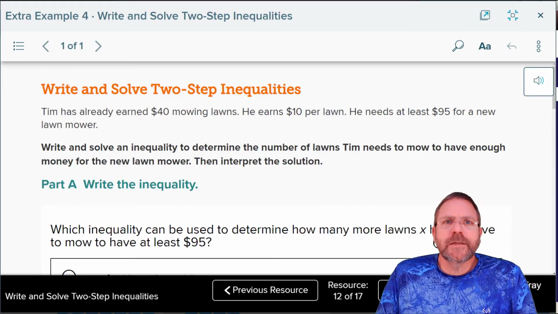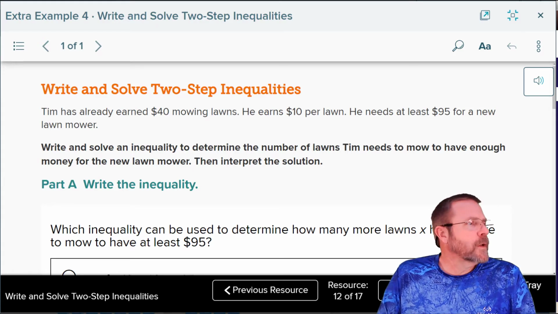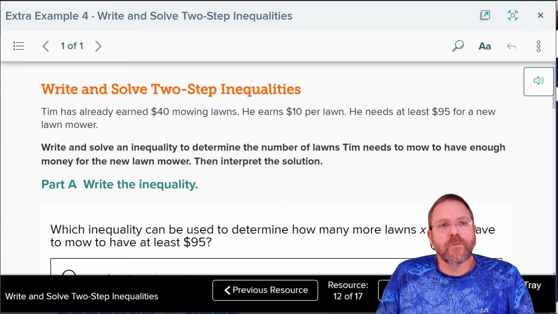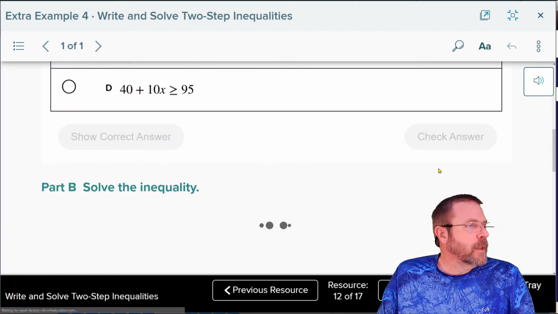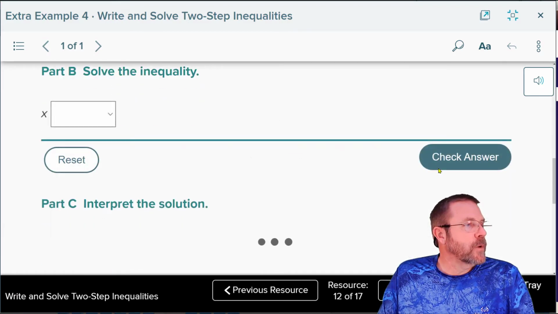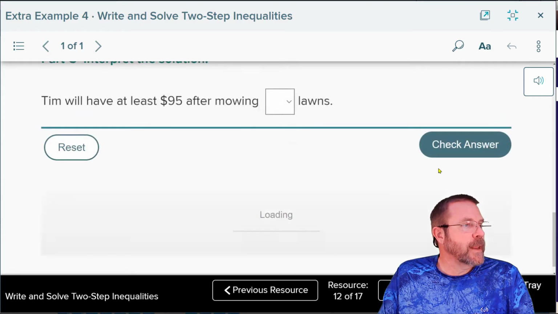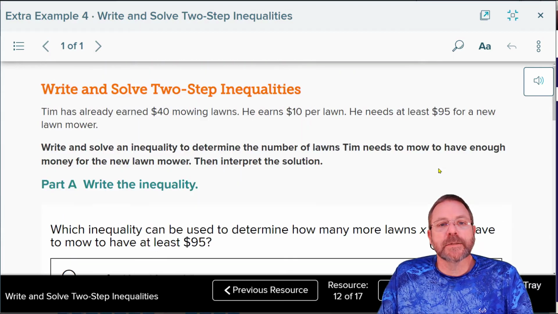And once again, it is your turn to work the next problem, extra example number 4. Read through it, solve the problem, and I believe you have to come up with your equation, come up with the solution, and interpret what the solution means. Get started on it, okay?